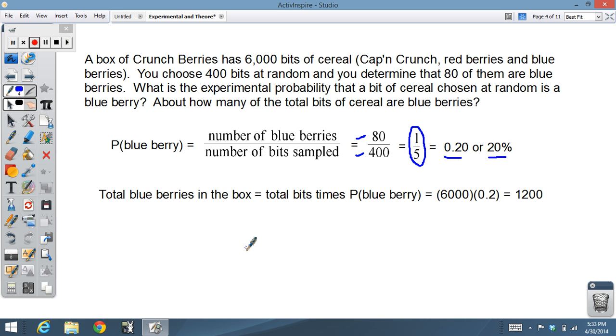Now, to answer the second question, we can get a pretty good estimate of the number of total blueberries in the box if we take that total, 6,000 pieces in the box, and multiply it by the probability that we've got a blue one, and we come up with our 1,200. All right?